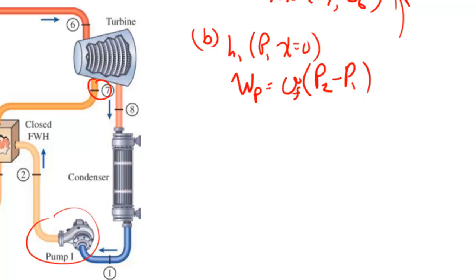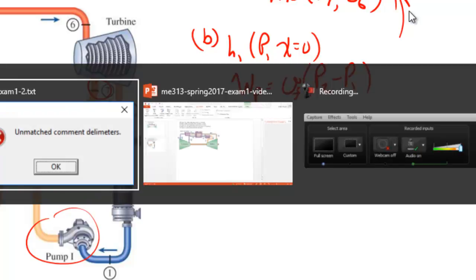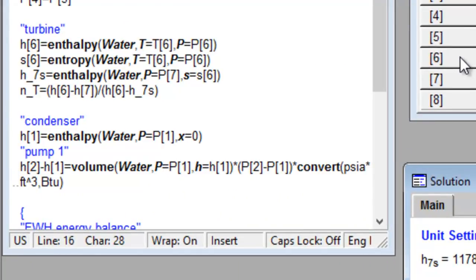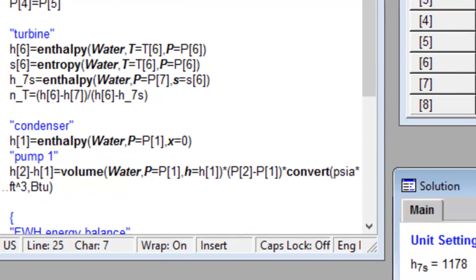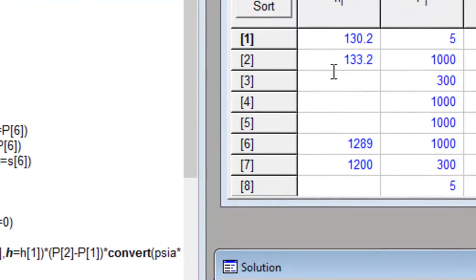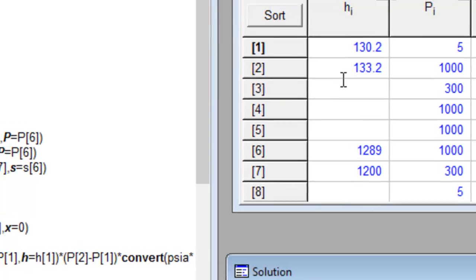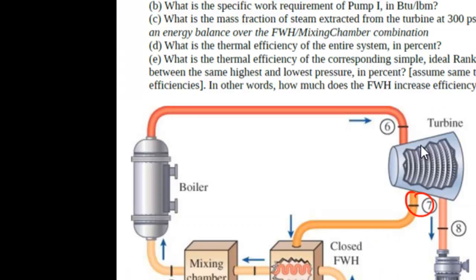V1 and V2 are essentially the same. So either one of those two things will give you the same solution. And so then here I've got it, and the condenser, there's my value of the enthalpy. In here I'm using volume times P2 minus P1. I need to convert into BTUs, and you realize your difference in enthalpy is about 3, so it's going to be 3 BTUs per pound mass, and it asks for it in a per pound mass unit.